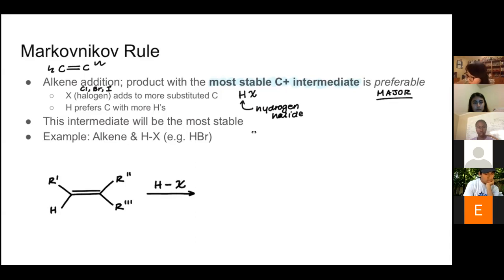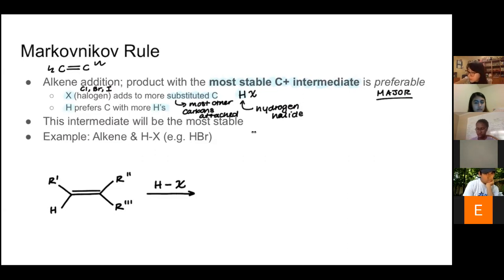And so the X is going to add to the more substituted C. And if you remember, that just means the C with the most other carbon attachments. And on the other hand, and I think this is a little bit easier to remember, your H from your HX is going to go to the carbon that already has more H's. And if this seems a little bit confusing, I'm going to go ahead and give you an example.